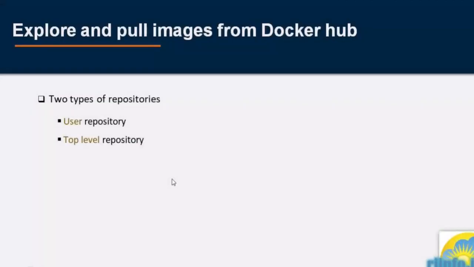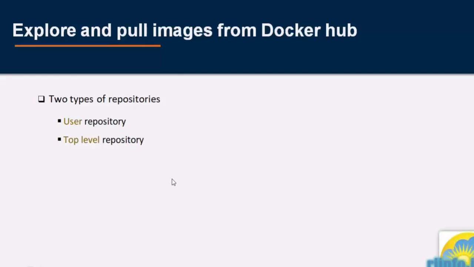In the previous nuggets so far, we have seen listing and handling of images on the local Docker host. In this particular section, we will talk about listing and handling of images present on the default registry, which is the Docker Hub. So there are two types of registries. First is user repositories, which contain images contributed by the Docker user. And second is the top level repositories, which are controlled by Docker.